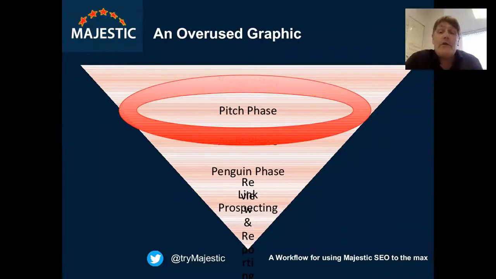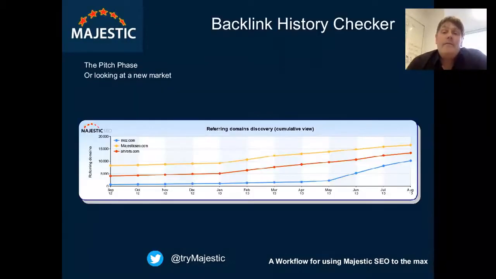Once you've decided who you're going to go for, then you've got to pitch for business for most of us in the agency world. So here's some tools that we have that will allow you to pitch quickly and effectively with Majestic. One of the most popular parts of Majestic is our backlinks history checker. So our backlinks history checker is free. You don't need to have a paid account, you can log in for free.